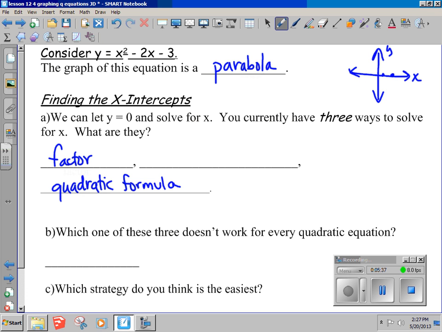What did we call that whole process? Completing the square. Is that what you were going to say, Mark? Yeah. Good. Completing the square. Which one of these 3 methods doesn't always work? Factoring, right? Some of them you look at and they're not factorable. Good.